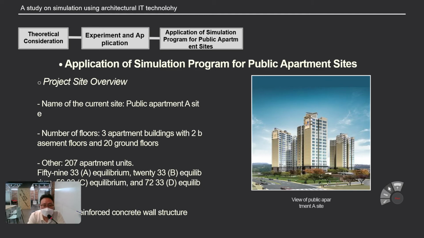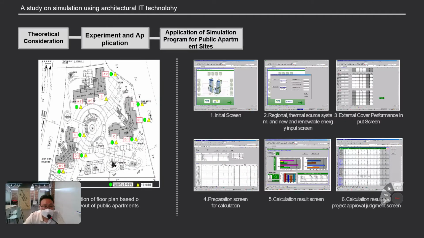The project site overview is three apartment buildings with two basement floors and 20 ground floors. This is a platform to simulate the green simulation, the application of the simulation program for the apartment building site.